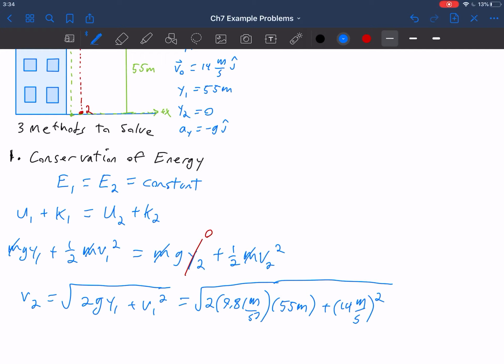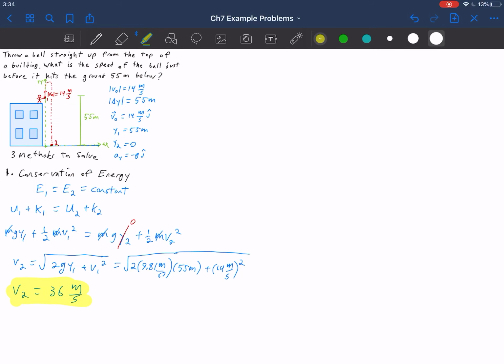And so plugging this all in, we find that the final velocity of the ball when it hits the ground is equal to 36 meters per second. Okay, so we got an answer using conservation of energy, and it was relatively simple to find that. Okay, we found the velocity of the ball when it hits the ground. Okay, so that's method 1, conservation of energy.